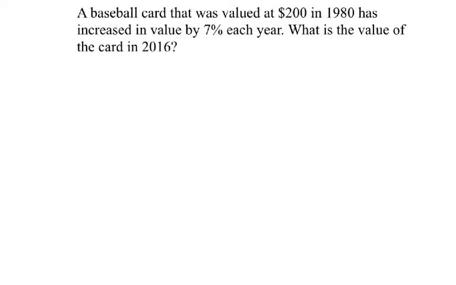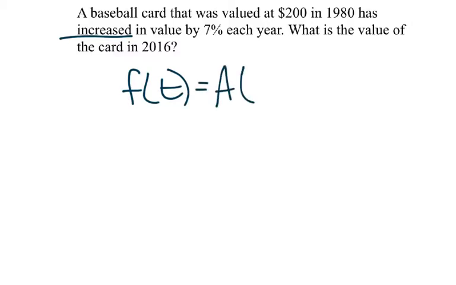Alright. So a baseball card was valued at $200 in 1980, it has increased in value. So it's not talking about compounded interest at all. So this is definitely exponential growth. And it's exponential growth because it says it increased in value. So we're going to do 1 plus r to the t power.